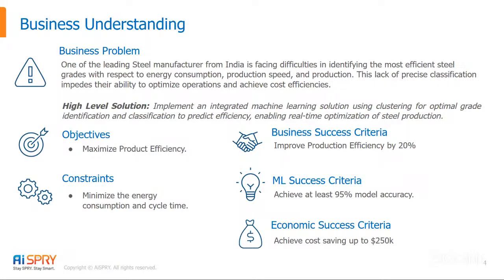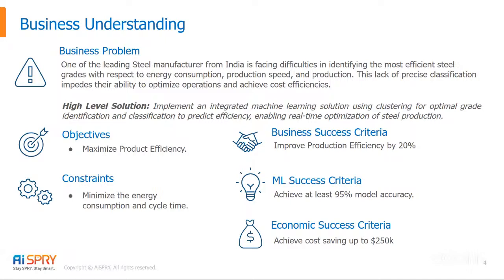In simple terms, if they could better understand which steel grades are most efficient, they could save energy, speed up production, and improve the overall quality of the steel, which leads to lower cost and better performance. The objective is to maximize production efficiency, and the constraint is to minimize the energy consumption and the cycle time.